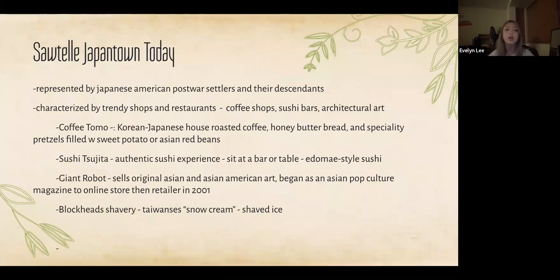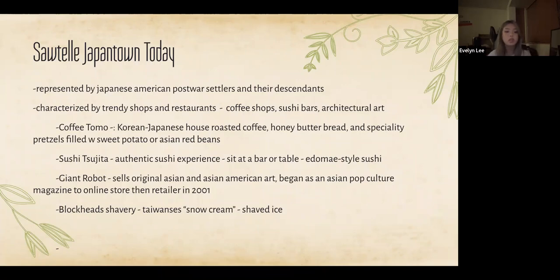And then looking at Sawtelle, Japantown today and the characteristics that represent it. So it is represented by its Japanese American post-war settlers and their descendants. But currently, it is also characterized by its trendy shops and restaurants. So like coffee shops, sushi bars, and architectural art. So some of the examples that make up Japantown and its specific characteristics, what make it unique. One of them would be Coffee Tomo, which is a Korean Japanese based house roasted coffee. And they serve honey butter bread and specialty pretzels with sweet potato or Asian red beans. They also have a lot of sushi bars.